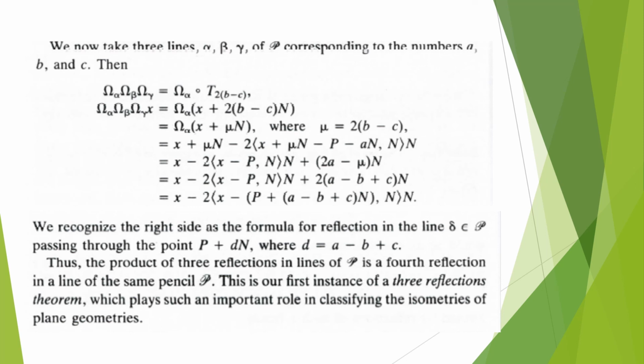We recognize the right side as the formula for reflection in the line, an element of P, passing through the point p plus d times n, where d is equal to a minus b plus c. Thus, the product of three reflections in lines of P is a fourth reflection in a line of the same pencil P. This is our first instance of a three reflections theorem, which plays such an important role in classifying the isometries of plane geometries.